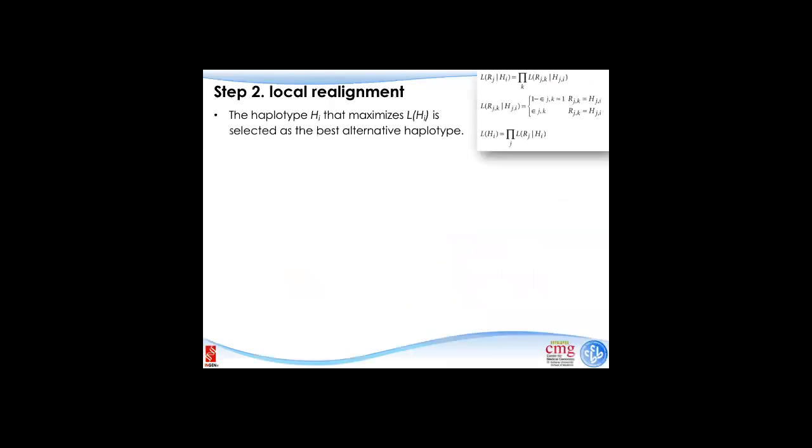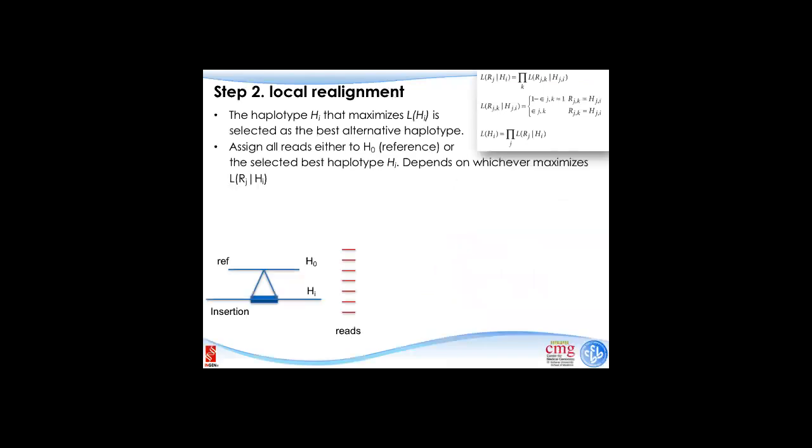And then the haplotype HI that minimizes this is selected as the best alternative haplotype. Okay, so our reference will always be the haplotype, but this is the best alternative haplotype here.